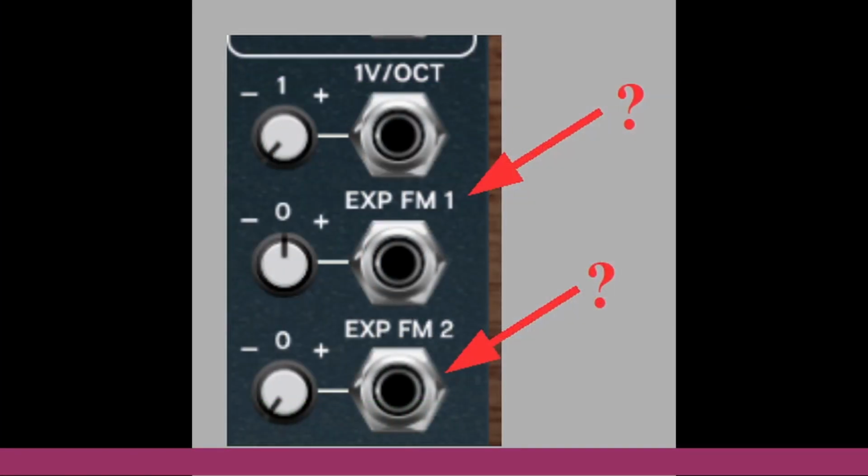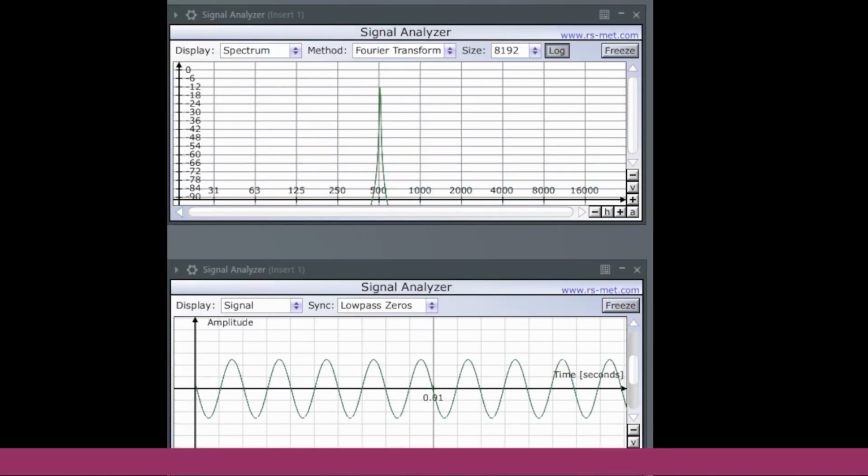Only one term is to explain before we can leave this first part of theory in the video and start making sounds again. Why exponential frequency modulation? We have done only exponential FM so far. Why is it called exponential? Well, again, it's quite simple.